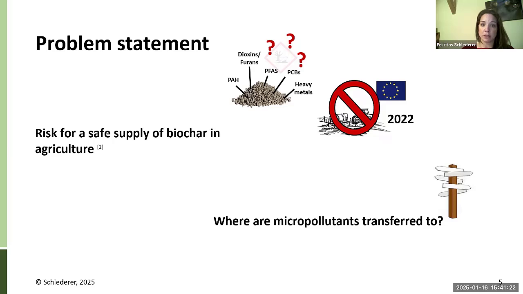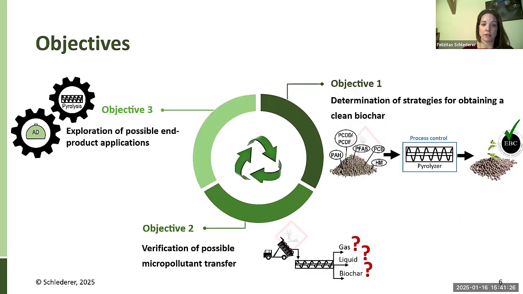And that brings me to the objective of my research project. The first objective was to determine a strategy to obtain a clean biochar. I couldn't change the starting material, so the starting material is the same, biosolids. However, what I can change is the process parameters and the process, so I can control the process differently to generate a clean biochar. As soon as I achieved that, the next objective was to verify where these micropollutants are transferred. When I have this result, I can give suggestions where to use these end products. There I'm coming also back to the title, the combination of an anaerobic digester and pyrolysis.